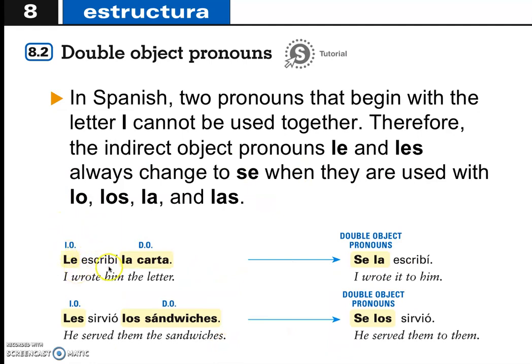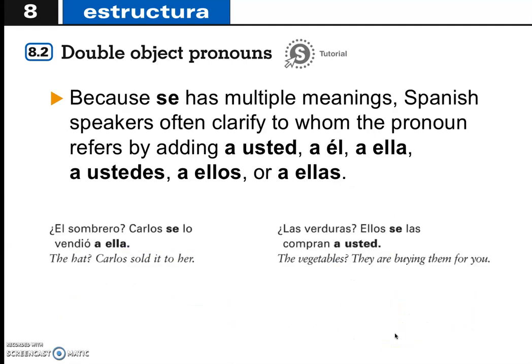So here we have the indirect le escribí la carta. Here's the direct. Now we want to put those together. I wrote it to him. Se la escribí. So that le here turns into se. Because in Spanish, the rule says that you can't have le with a lo, los, la, and las, okay? So you'd be tempted to say le la escribí, but Spanish doesn't allow that, so the le turns into a se. Here's another example. Les sirvió los sándwiches, all right? Se los sirvió, right? So this les here turns into a se. That's just the rule. That's how it goes.